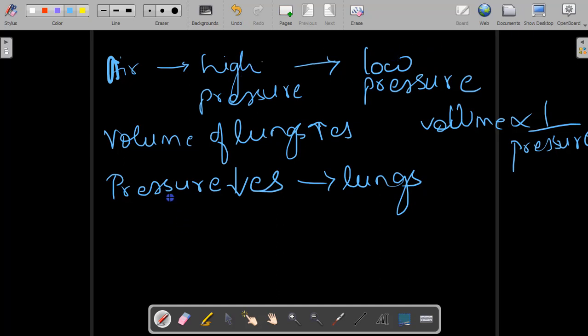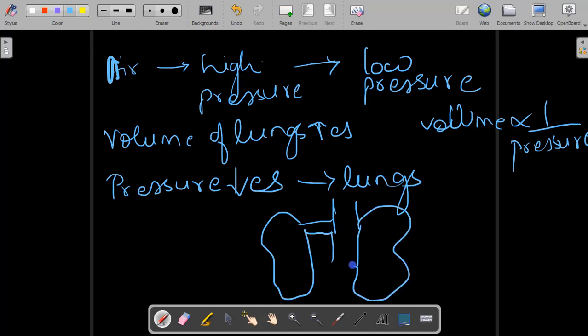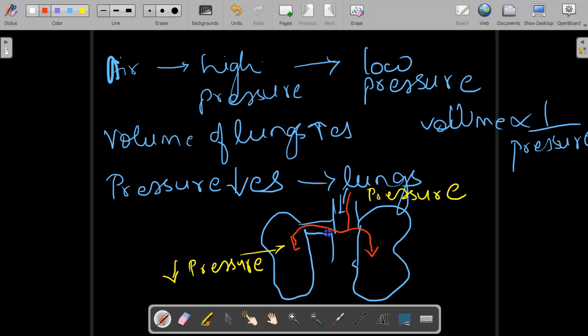Can you imagine the situation that in the atmosphere, suppose this is your lungs, right? This is a rough diagram, okay? Here in the atmosphere, the pressure is more, and because the lungs have expanded here, the pressure is less here, and air always moves from the region of high pressure to low pressure. Hence the air will start moving from the environment into your lungs, and this is how we inhale air. So let's see the steps again.